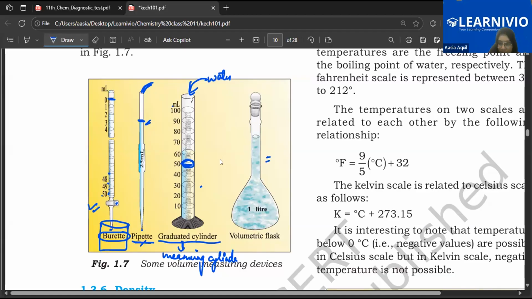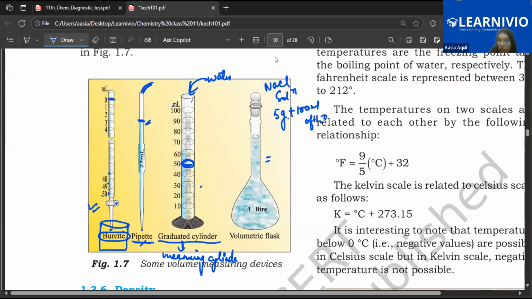Third one, you can see the fourth one. This is a volumetric flask. The volumetric flask is again a measuring device, which is used to measure the volume of any liquid or solution. Suppose you have to make some solution, like an NaCl solution, sodium chloride solution, and the teacher told you to take 5 gram of sodium chloride in 100 ml of water.